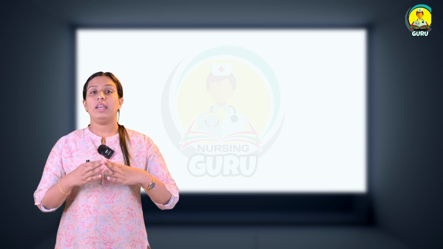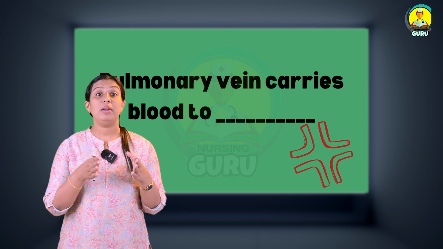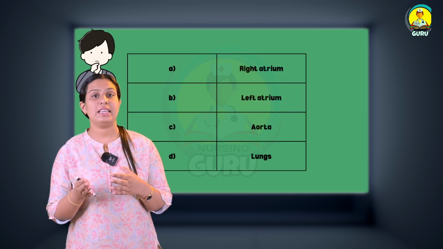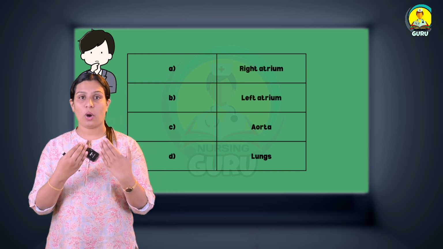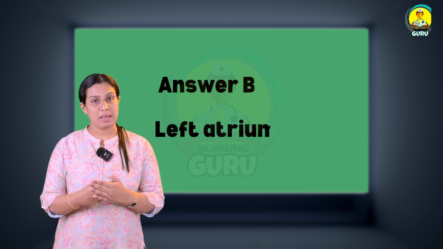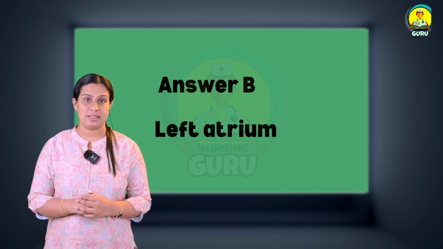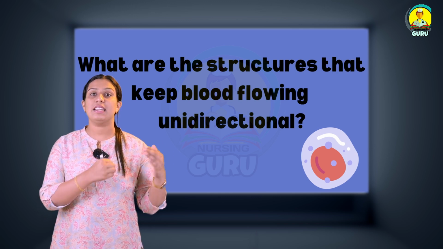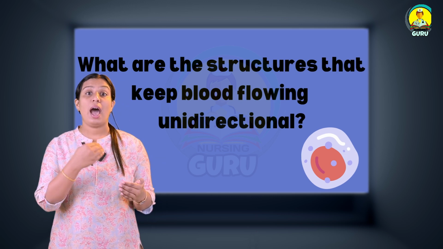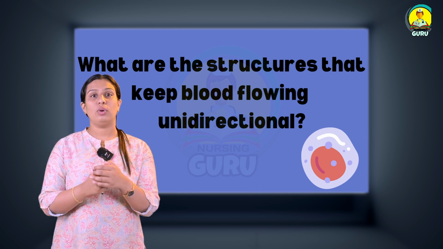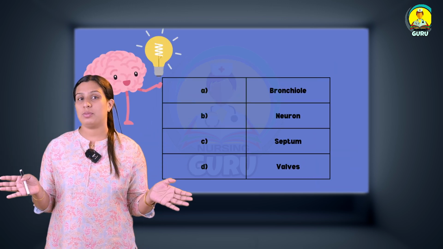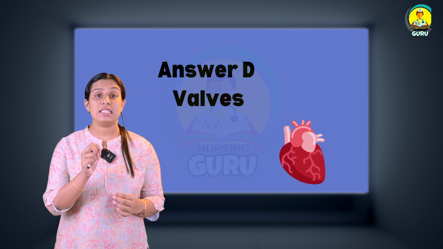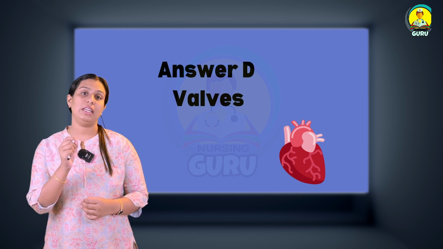Okay. So we can check the next question, that is, the pulmonary vein carries blood to dash: right atrium, left atrium, aorta and lungs. 4 options are there. Here left atrium, that means option B, is the right answer. Okay, so the next question. What are the structures that keep blood flowing unidirectionally? Okay, so here you can see the different 4 options, read them and find the exact answer. Here the exact answer is valve, that means option D.